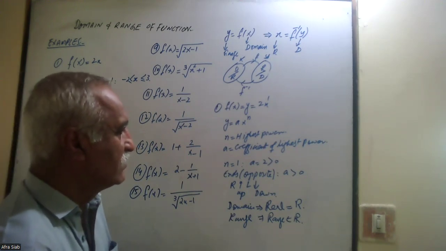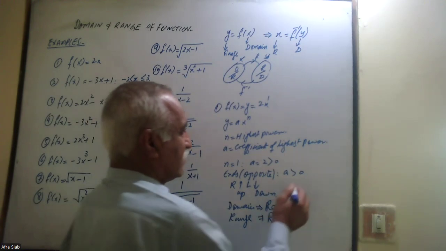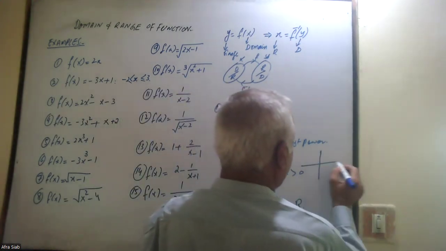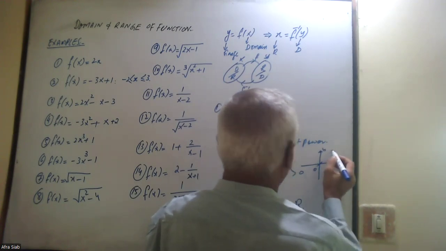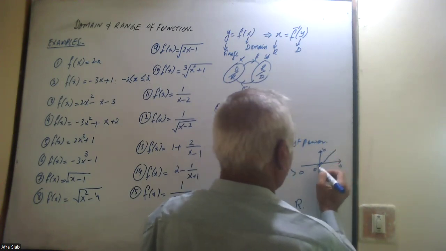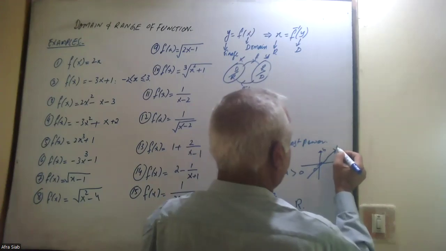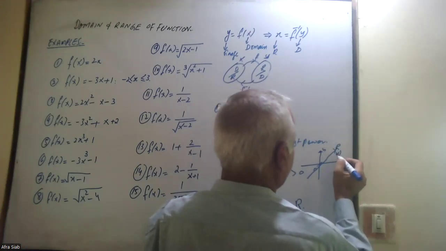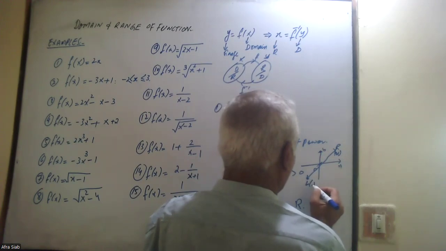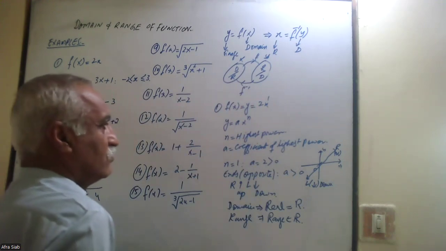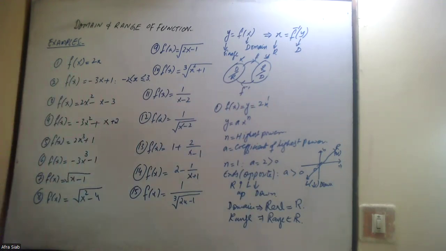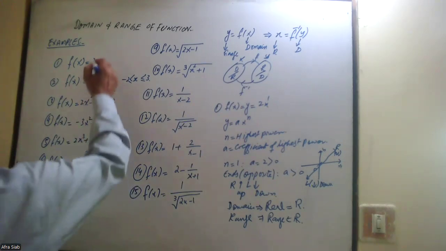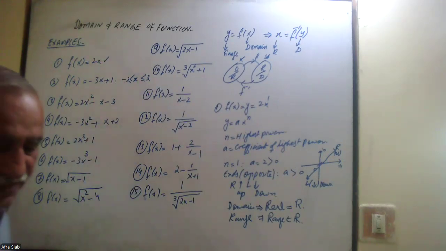If we look at the graph of this, it is O, it is Y, it is X, and this is the line y is equal to 2x. Then the right hand is upward and the left hand is downward. So this is question number one, for which the domain is all real numbers and the range is also all real numbers. Now we take the second case.